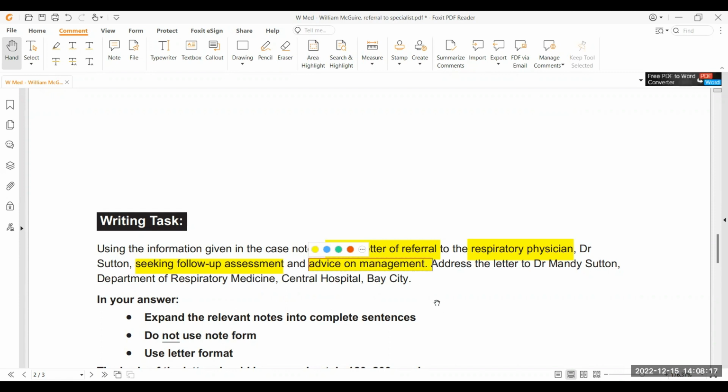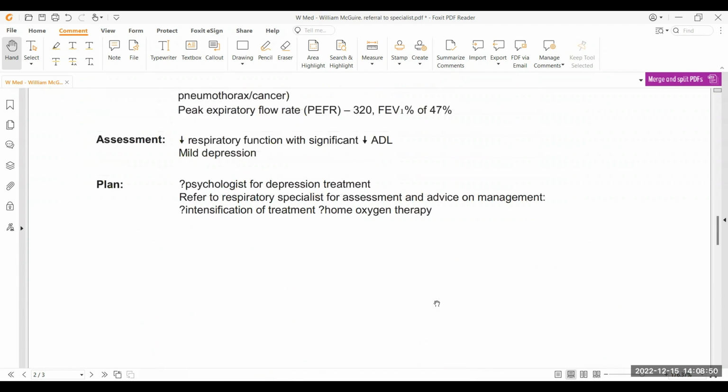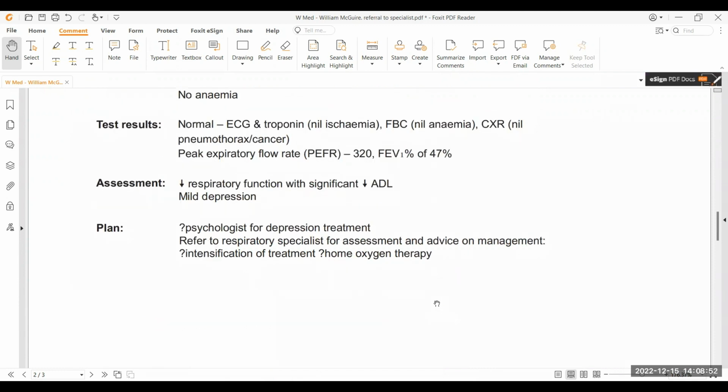So the writing task is very important because it allows you to be ready with thinking about what role the reader has in your patient's care. And thinking about that, it allows you to narrow down the kind of information that will be relevant to this reader, the respiratory physician. Right. Now, let's take a look at the notes directly above it.